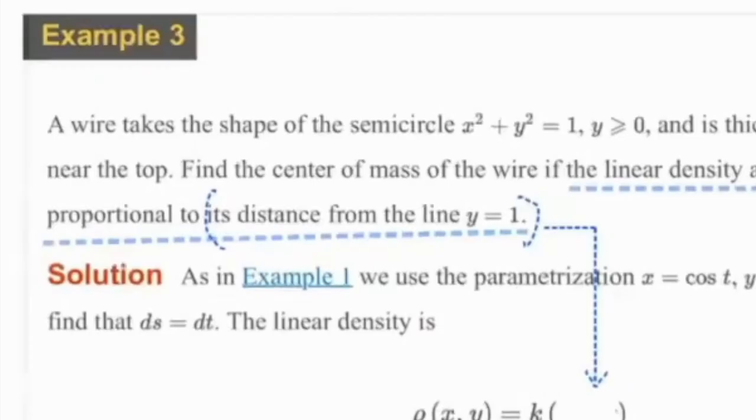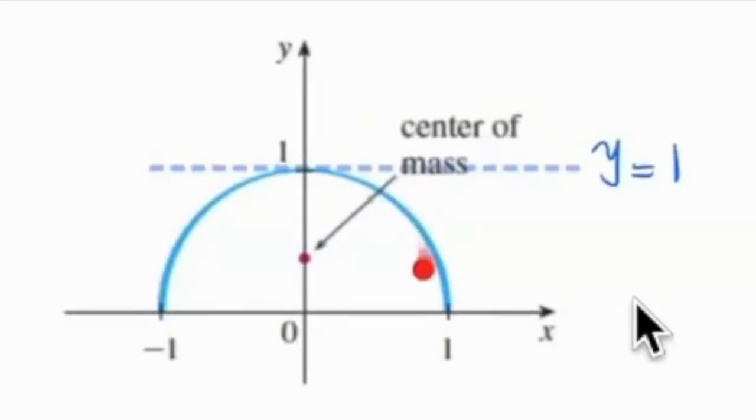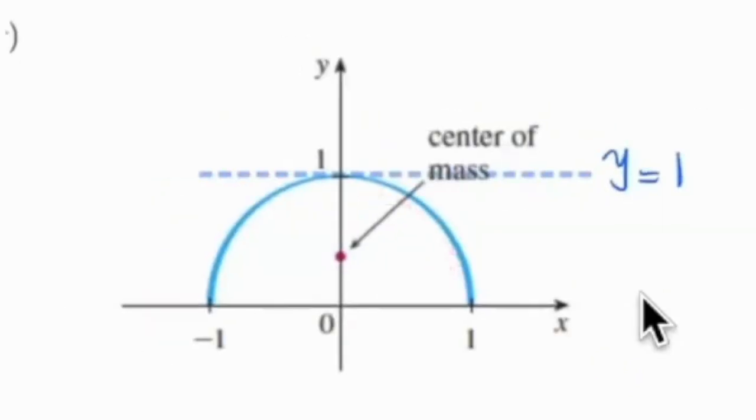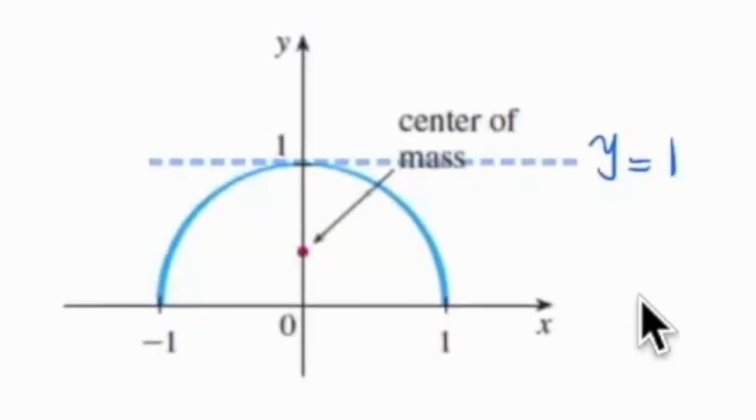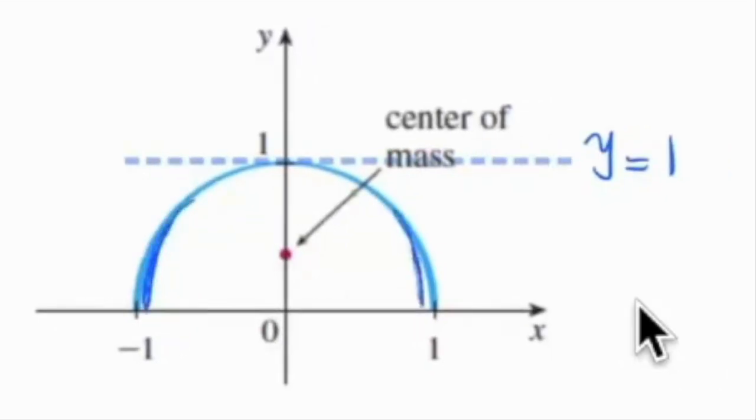Now this time again we have a semicircle like this, and it's a wire. But this wire over here is going to be thicker near the base. Let me exaggerate this a little bit. Down here is thicker, and then up there should be thinner. So kind of like an arch over here.